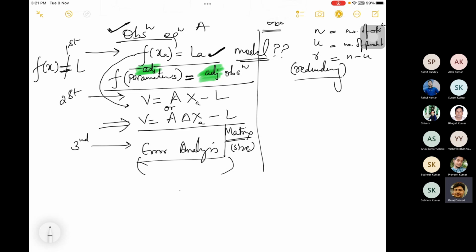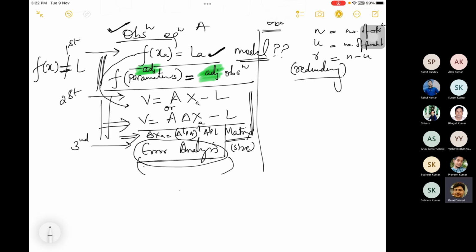Because in this v is equal to ax minus l, the solution of delta xa, we all know that it is (ATPA) inverse ATPL. That we have solved. There is no problem in repeating it. So the second step is only this, which is solving for xa. The first step is forming the model. The third step is error analysis, which is the topic of discussion for today.